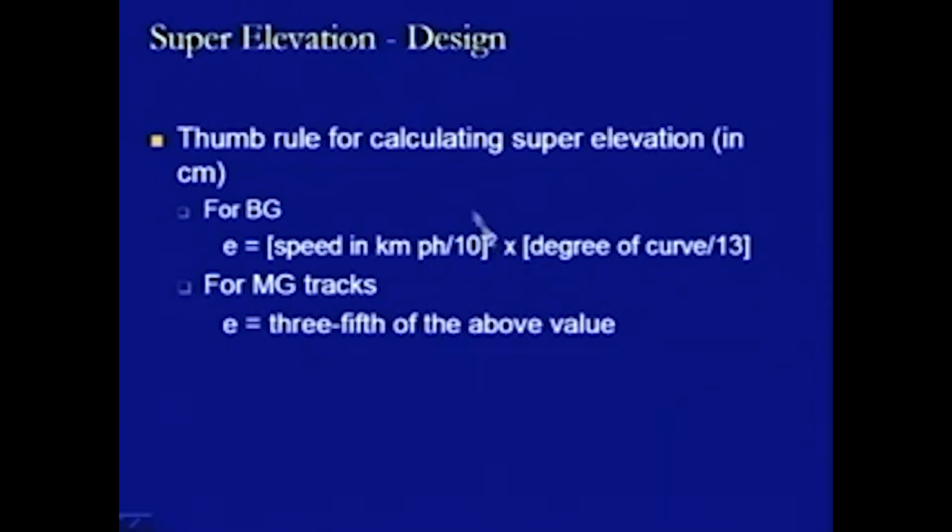Whereas in the case of meter gauge, the value is taken as 3/5 of the above value. So, whatever we compute for the broad gauge using this formula, if we take 3/5 of it, then this pertains to the meter gauge track. So, these are the thumb rules which are used by the field engineers for calculating the value of super elevation while checking whether the super elevation provided at any location is right or not.